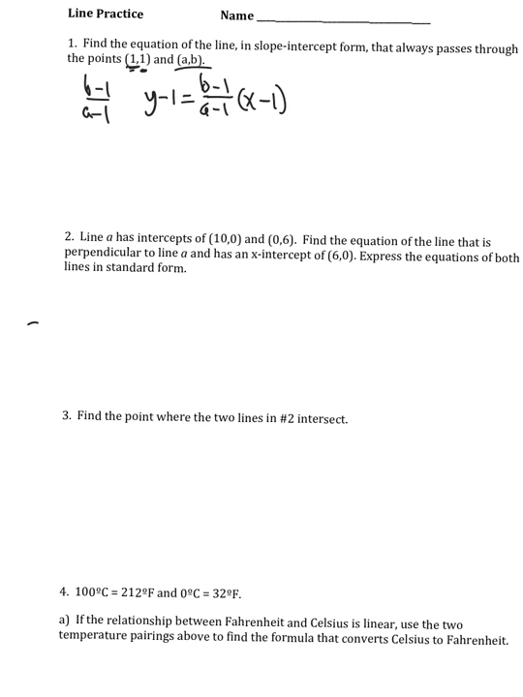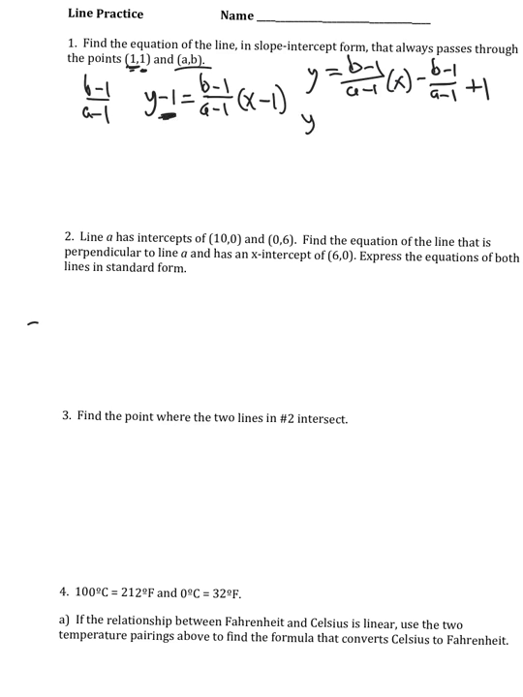Okay, so now we're going to make this y is equal to (b - 1) over (a - 1), our slope, times x, minus (b - 1) over (a - 1), plus 1. The plus 1 is coming because we added 1 to both sides to make it just y is equal to.